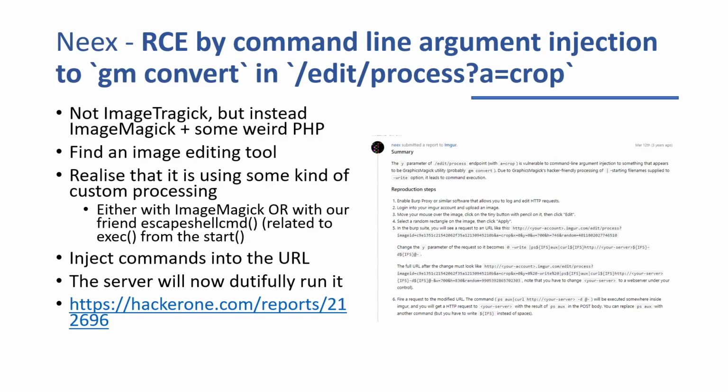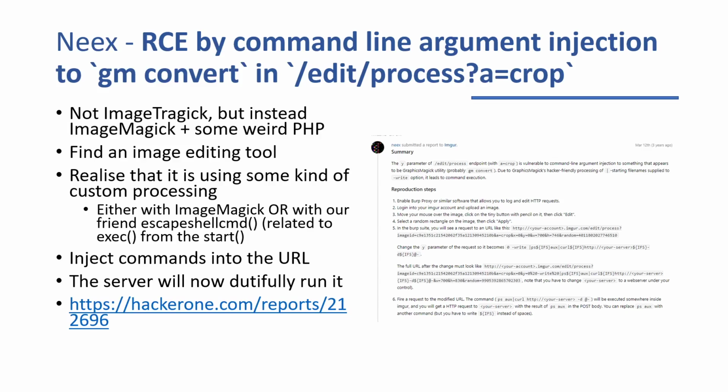This is an interesting one by Neeks. RCE by command line argument injection to GM convert and edit processes a crop. So this is not ImageMagick, but instead ImageTragick, but ImageMagick and some weird PHP. In this case, they found an image editing tool on Imgur, realized that it's using some kind of custom processing, either with ImageMagick or with our friend escapeshellcmd, which is really a version of exec from the very start of the presentation.